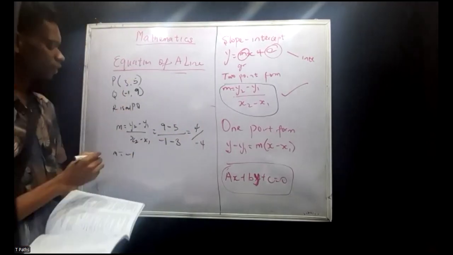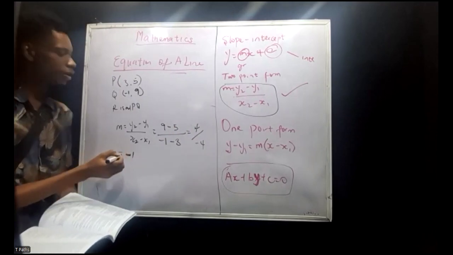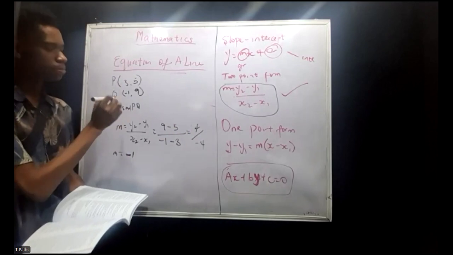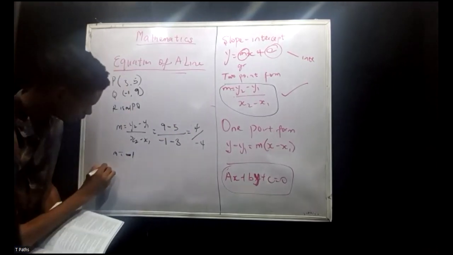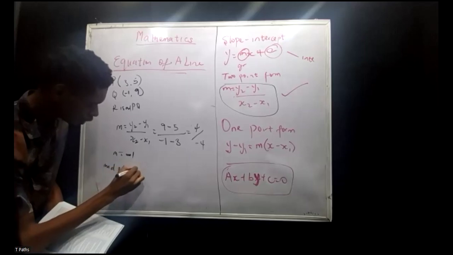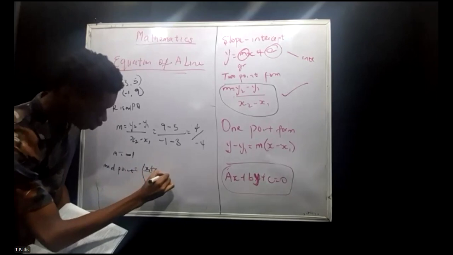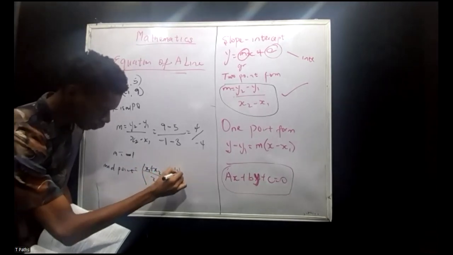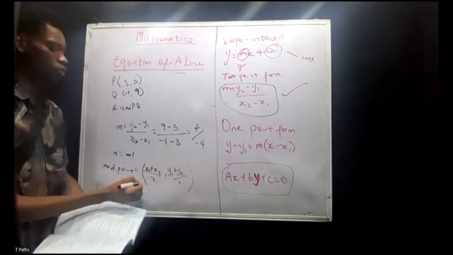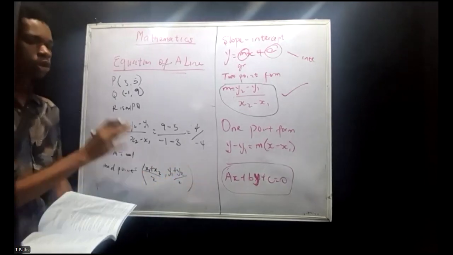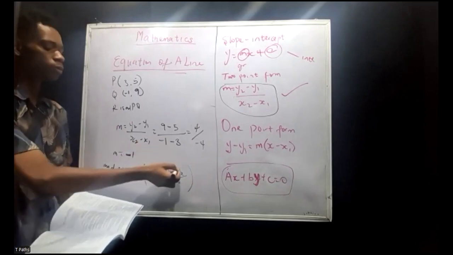So the next thing I have to find is point R. Now, how do I find point R? Point R is the midpoint between P and Q. So how do we find the midpoint between two points? The midpoint is x1 plus x2 over 2, comma, y1 plus y2 over 2. All right, so the midpoint between two points is x1 plus x2 divided by 2, comma y1 plus y2 divided by 2.